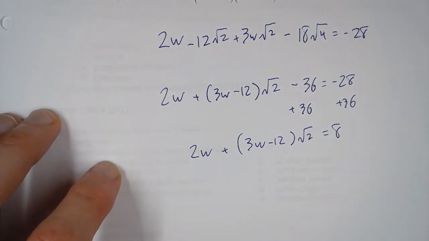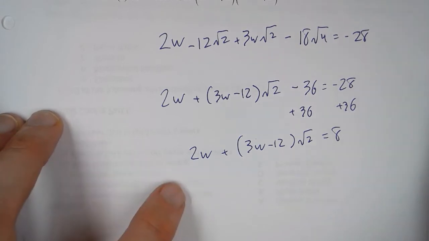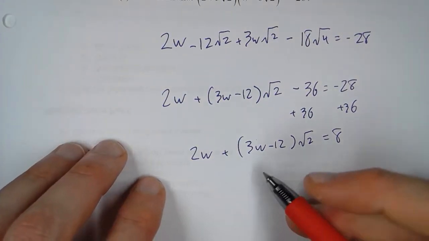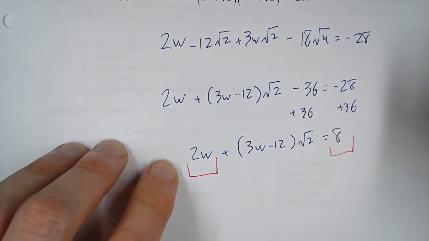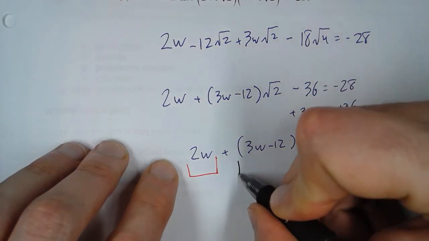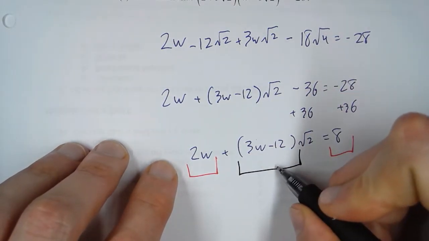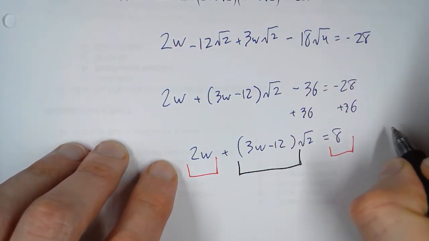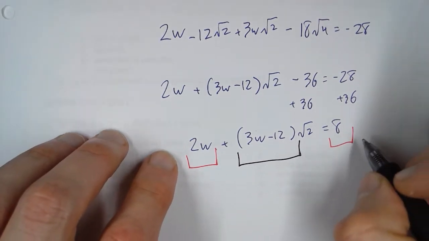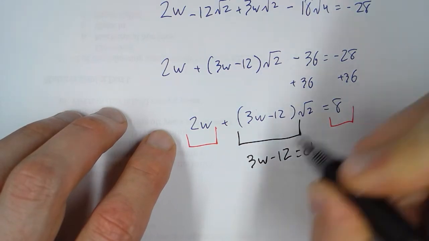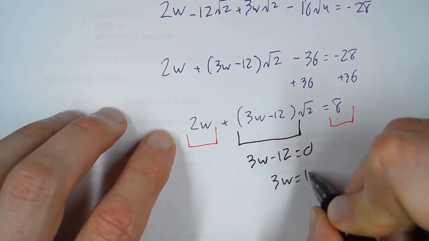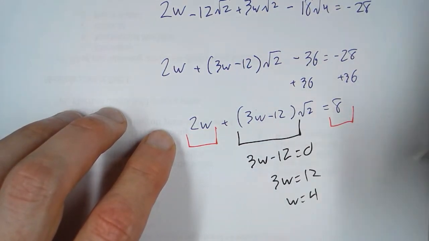Now there's two ways you can approach this to find what w is. You can either say that this quantity is equal to 0, because there is no term with radical 2 on the other side. So we could say 3w minus 12 equals 0, so 3w equals 12, so w equals 4.